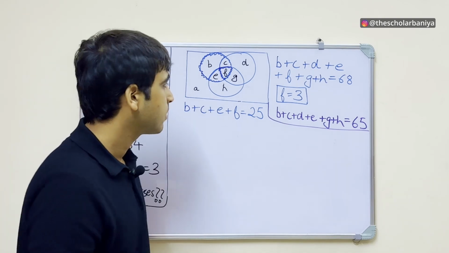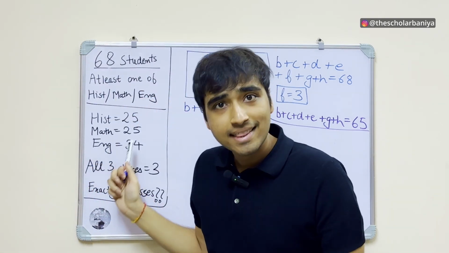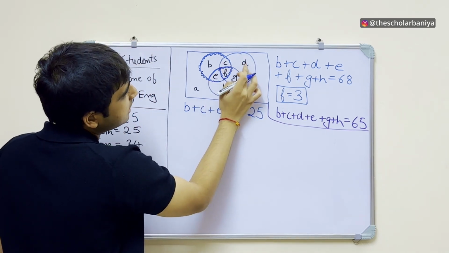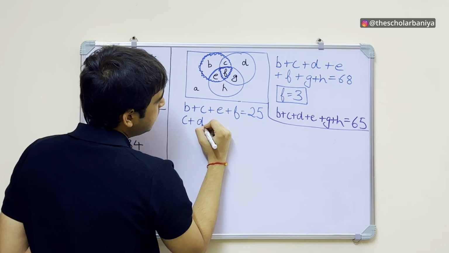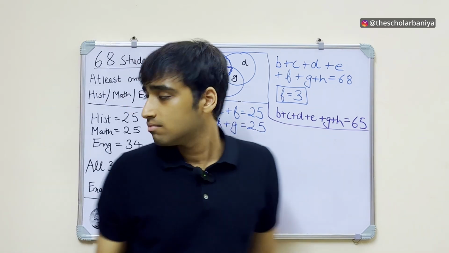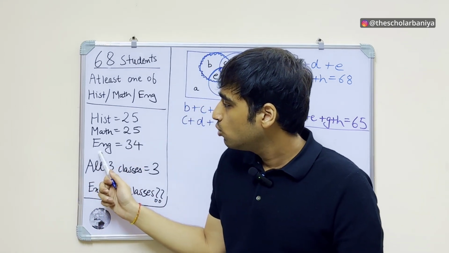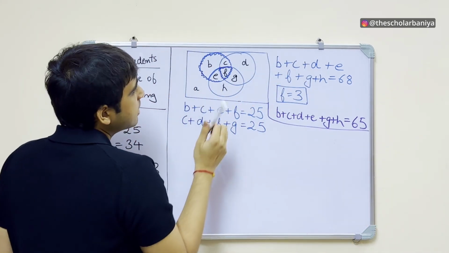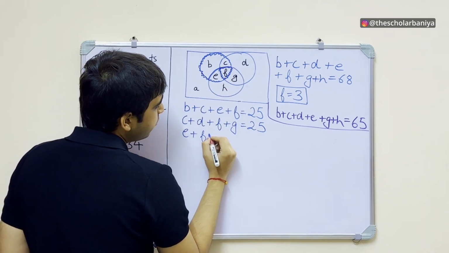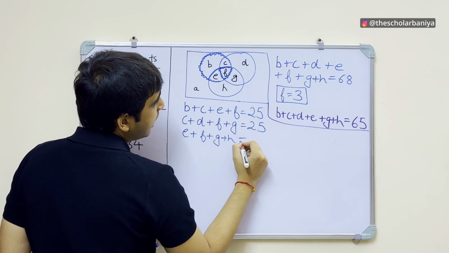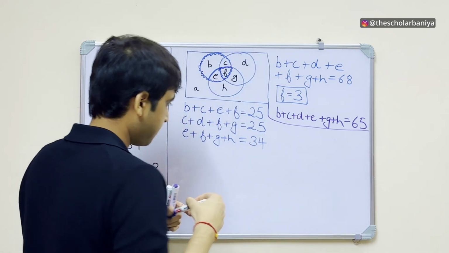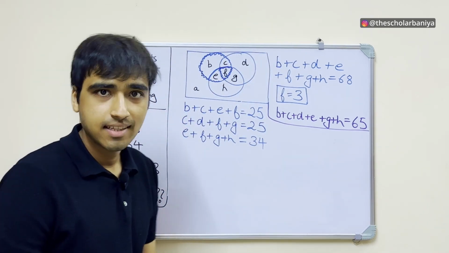I hope this should be clear. Similarly, the number of students studying math. What is math? Math is this circle. So what is that? C plus D plus F plus G. So C plus D plus F plus G, that is equals to how much? 25, right? And the number of students studying English will be this circle. So that will be what? E plus F plus G plus H, that is equals to how much? 34. That is 34, right? So we have obtained these things, right?